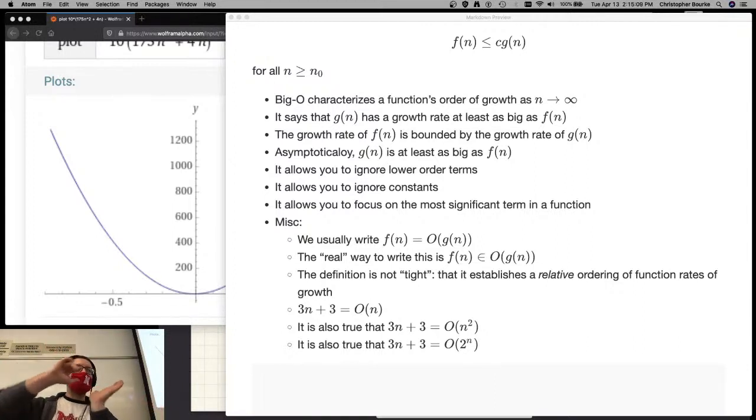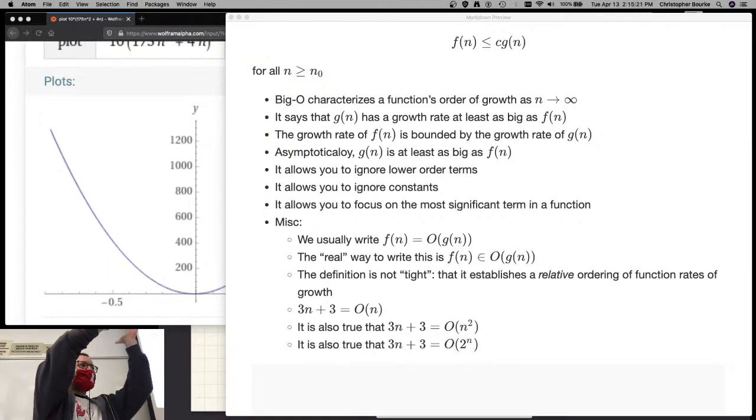Basically, if you've got a function and you can bound it above and you can bound it below, then you've trapped that function inside two other functions, the growth rate that is, and you've shown that all three of these functions have the same order of growth. Yeah? Would you say that 3n plus 3 is equal to theta of n squared?